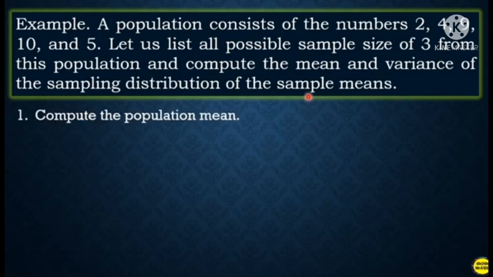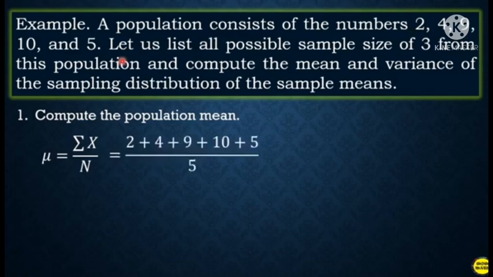First, compute the population mean. Pag na-recall natin, paano natin gawin? Using the formula, that is the summation of x over N. So, ano ba yung mga given natin? That is 2, 4, 9, 10, and 5. Add lang natin yung 5 na yon and divide by 5, kasi yung 5 is the number of elements. 2 plus 4 plus 9 plus 10 plus 5, that is 30. 30 divided by 5, the answer is 6.